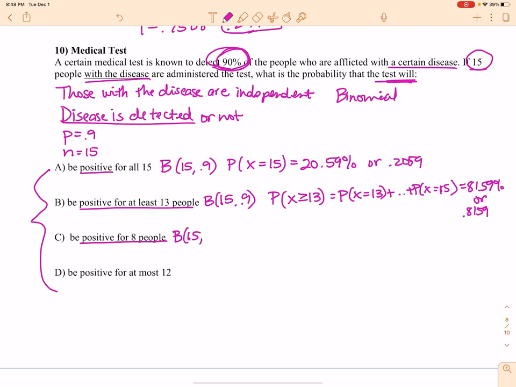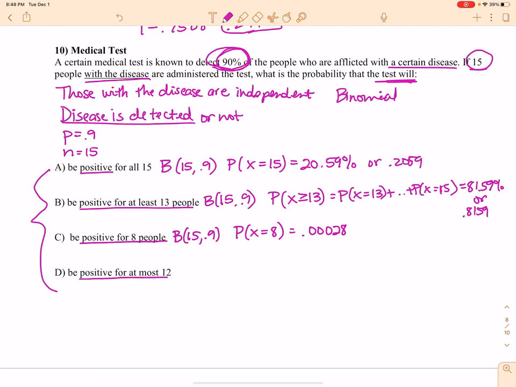Okay, be positive for 8 people. My parameters are the same. The probability that X equals 8 is going to be 0.00028. Yes, you go to Statplet. Yes, you type it in.